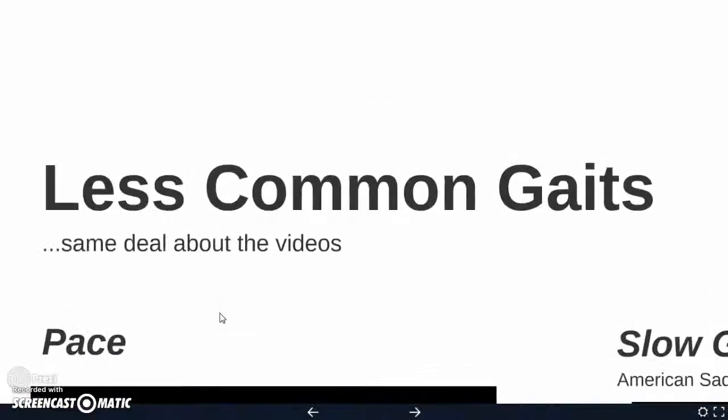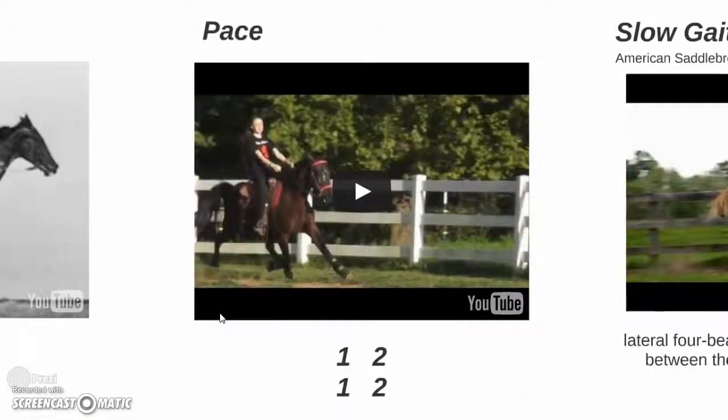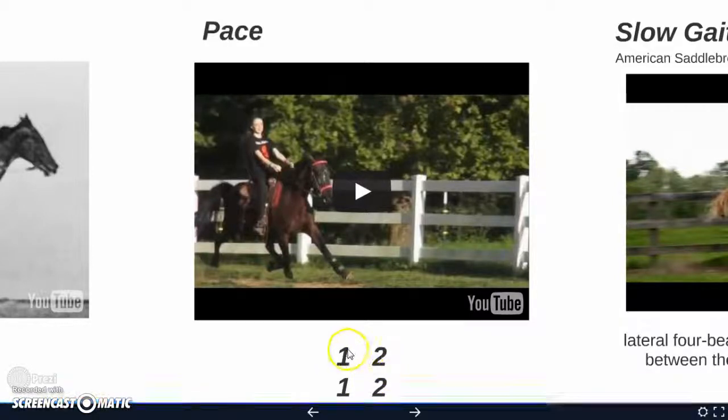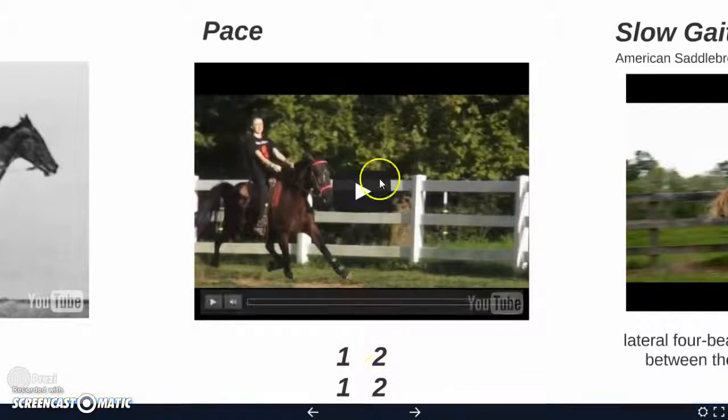All right, so now some less common gaits. We're going to start out with the pace. Now, the pace, as opposed to the trot, is a two-beat lateral gait. This means that the pairs of legs in the front and rear are going to move together on the same side.